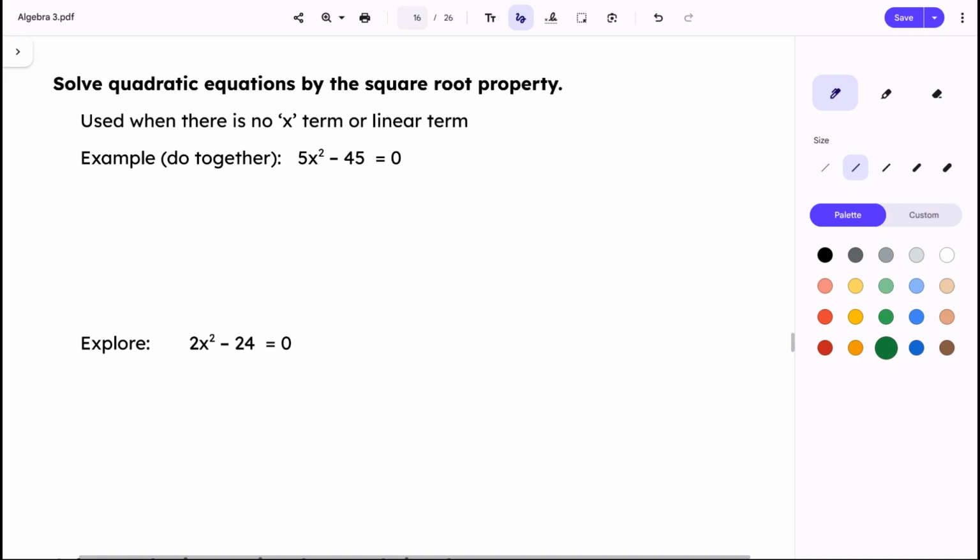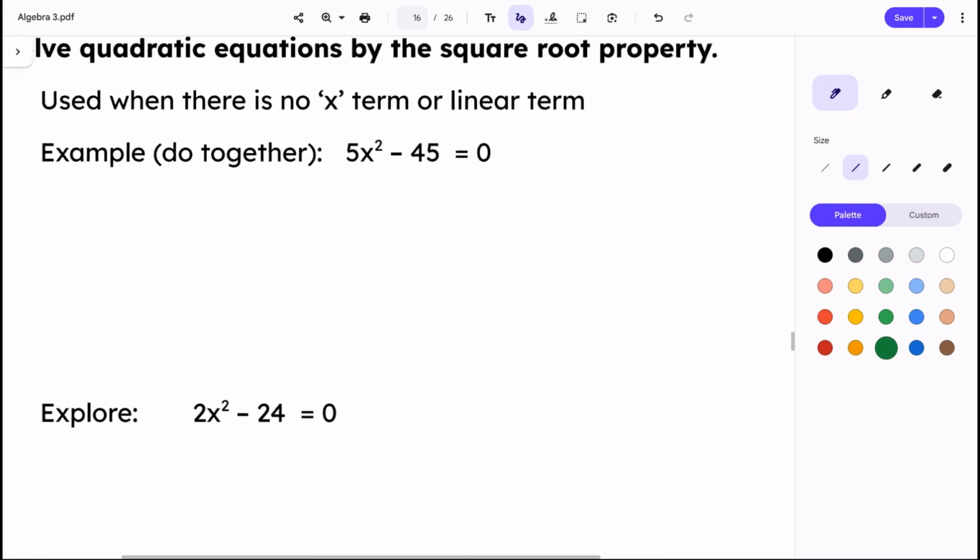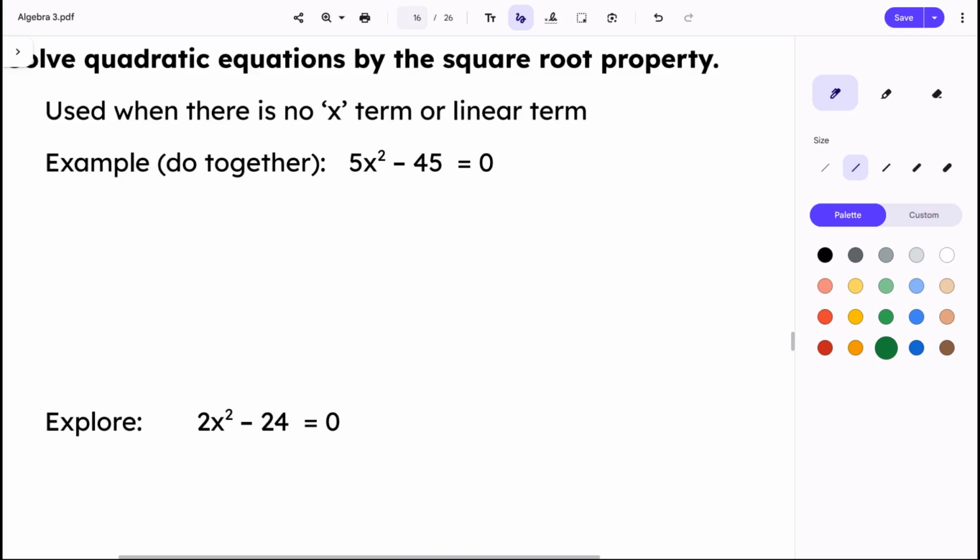And so we could still factor this. We could do what we were just doing on the last one. But if we use the square root property, it's actually going to be a little bit faster instead of having to do the factoring. So when we see something written like this, I basically want to almost undo what I just told you guys to do on the last one.